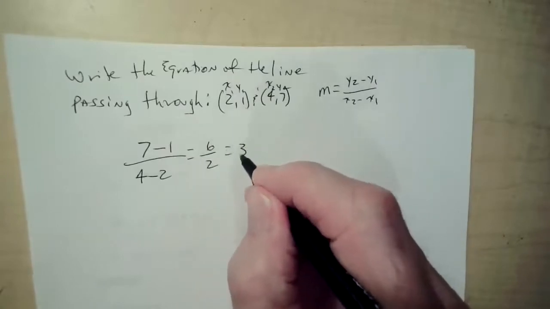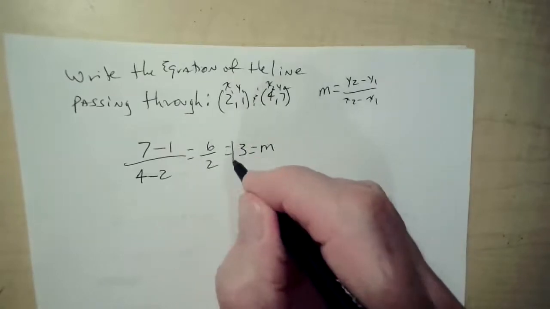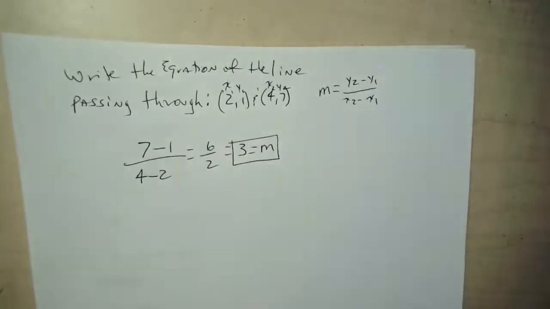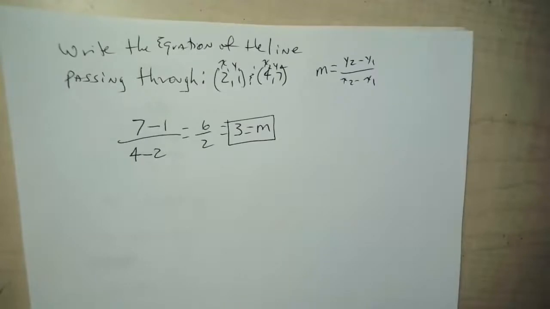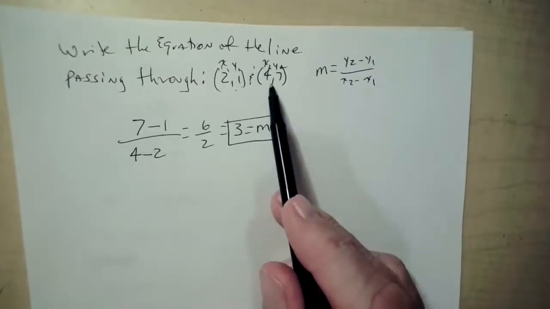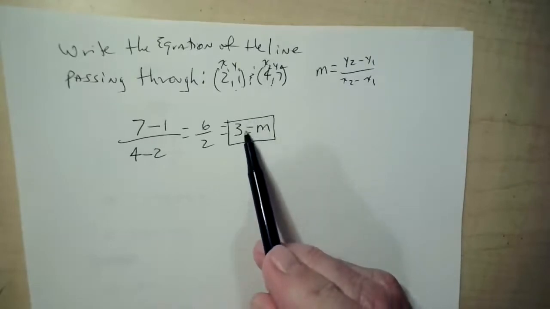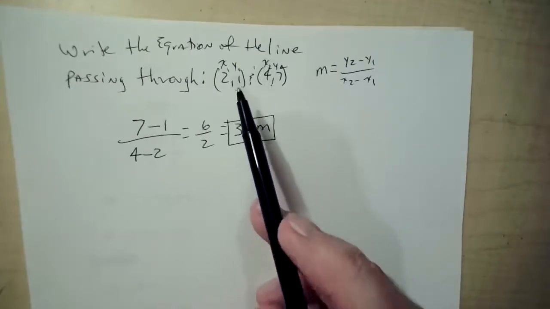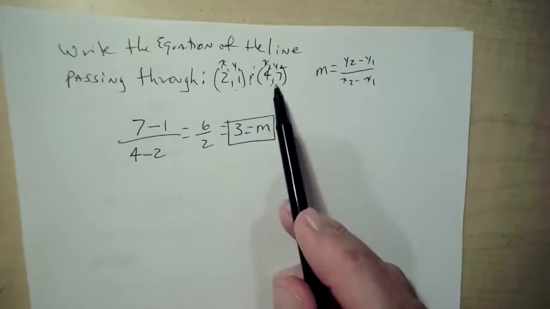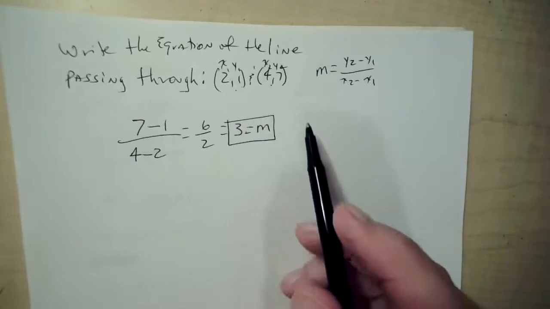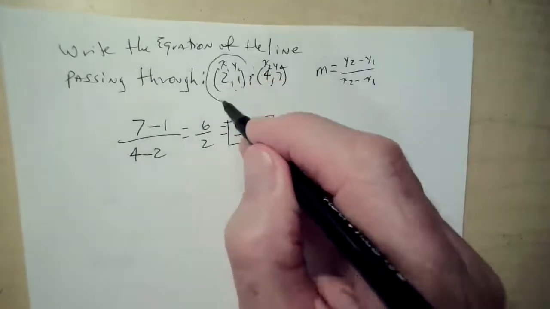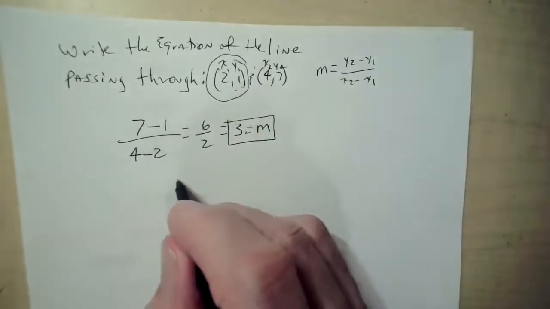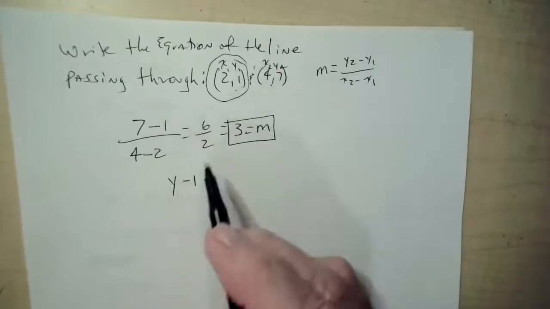So what do we have? 6 over 2. So our slope is 3. Now what can we do? What do we have here? We have 2 points, and we have the slope, point slope. So it doesn't make any difference which one of these points you use. Take the easiest one. This one has the smallest number, so let's take this one.